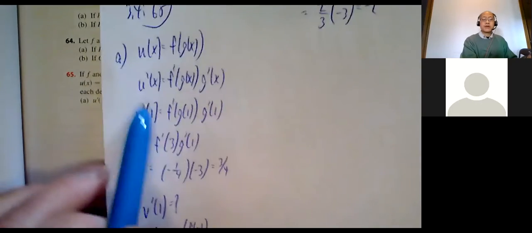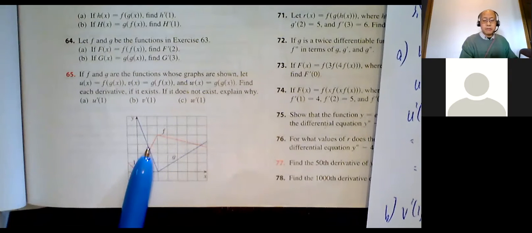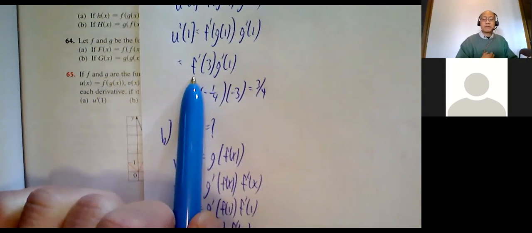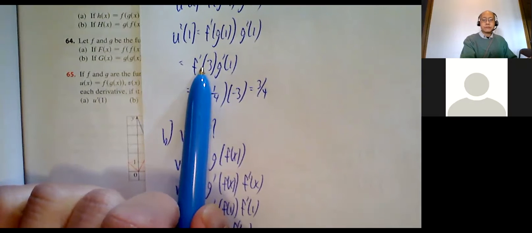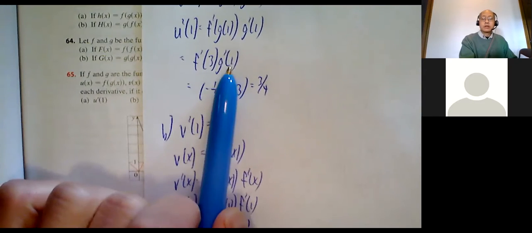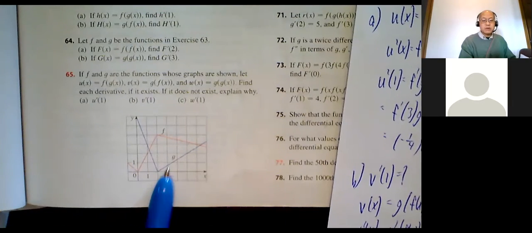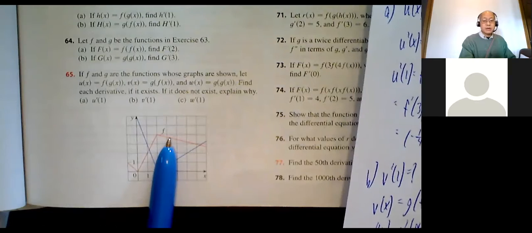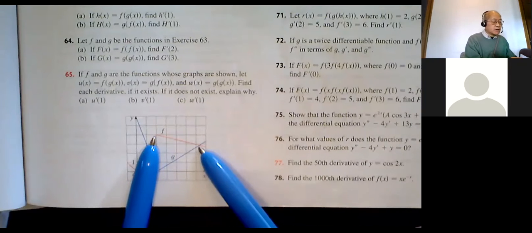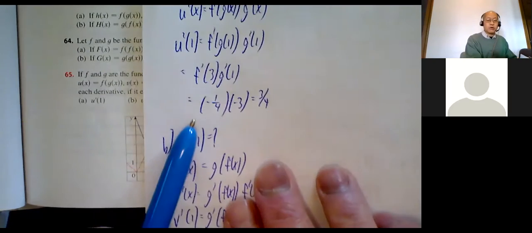Okay, so 3.4 number 65a. First thing I do is g of 1. g of 1 is 3. So on the blue graph, when x is 1, y is 1, 2, 3. I now have f prime of 3, g prime of 1. The primes mean slope: slope at 3 for the f graph, slope at 1 for the g graph. So f prime of 3, I want the slope right here. The slope I got was negative 1/4, because the best way to do this is to look at two nice points like these two: 1, 2, 3, 4 to the right and one down means a slope of negative 1/4.